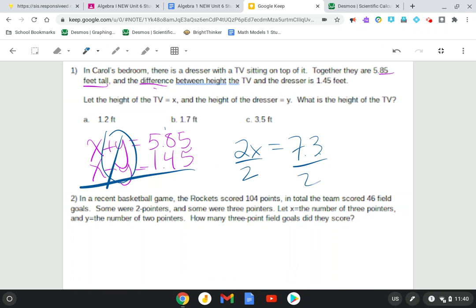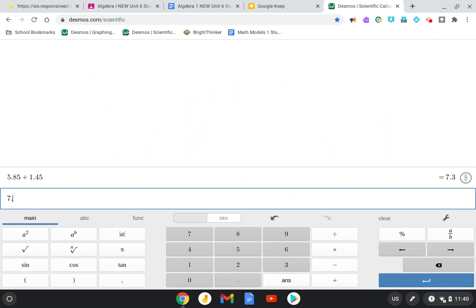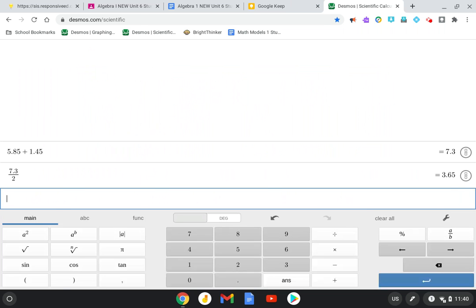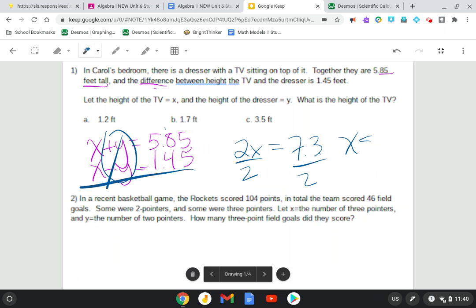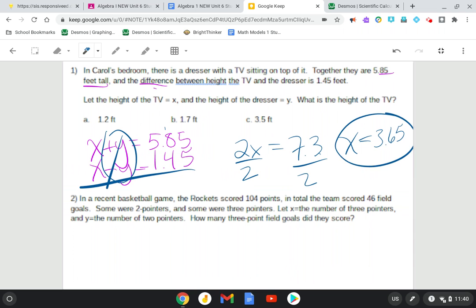Divide both sides by 2, and we get x equals 7.3 divided by 2, which is 3.65. And it looks like I made a mistake. I think I'll have to go fix the review, but that's how you solve it. I think this is meant to be 3.65. So that's my fault. I'll fix that in the future.